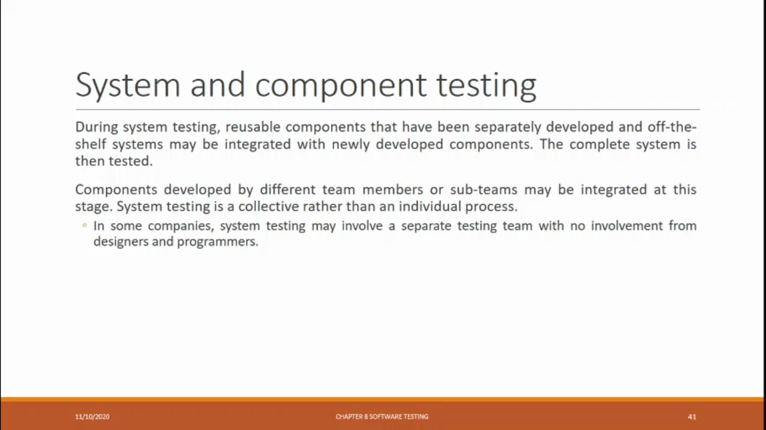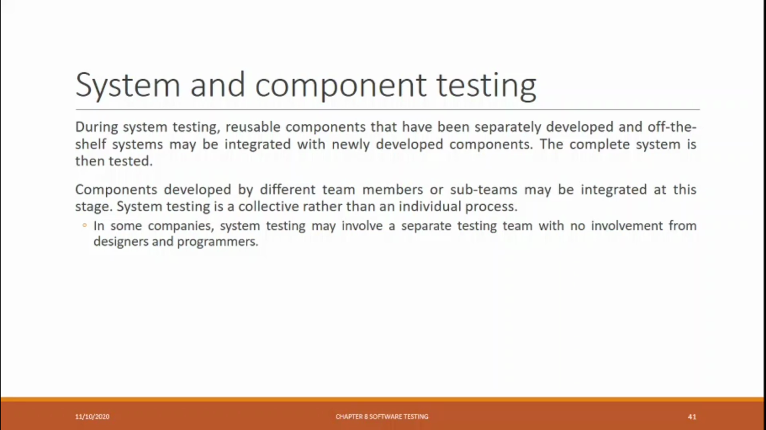During system testing, reusable components that have been separately developed and off-the-shelf systems may be integrated with newly developed components. The complete system is then tested. Components developed by different team members or sub-teams may be integrated at this stage. So components have been designed by a number of teams, sub-teams, and all that is tested in unit testing as well as integration testing. Then here all are integrated at once. System testing is a collective rather than an individual process.